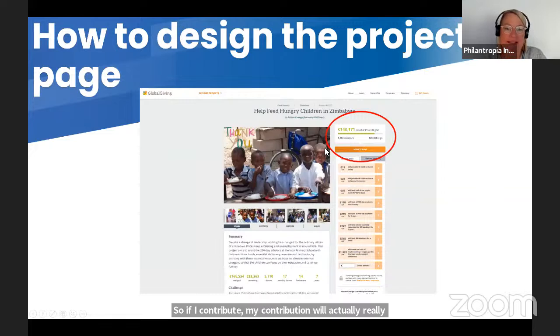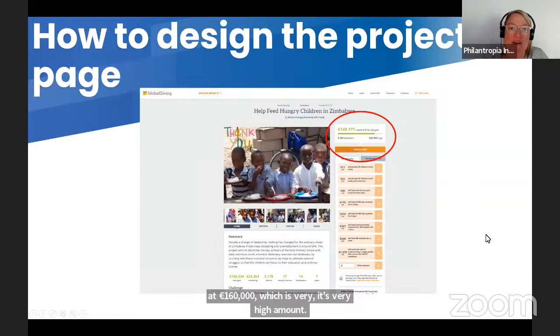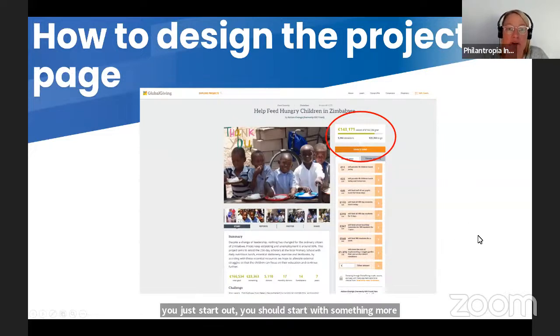So this obviously is a big NGO that has been on that platform for a long time, has been raising a lot of money there. So they can set their goal at 160,000 euros, which is a very high amount. If you just start out, you should start with something more realistic, maybe 5,000, maybe maximum of 10,000 that you think you can achieve. And if you are doing your very first campaign, start even lower, because if you put an amount there that is too high, people will feel discouraged of giving to you.